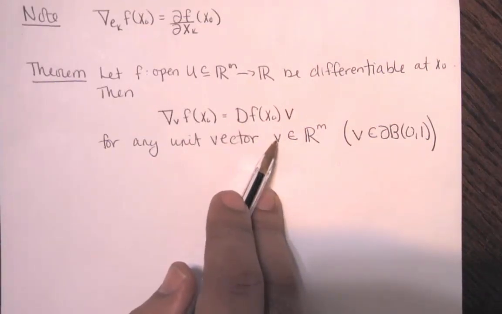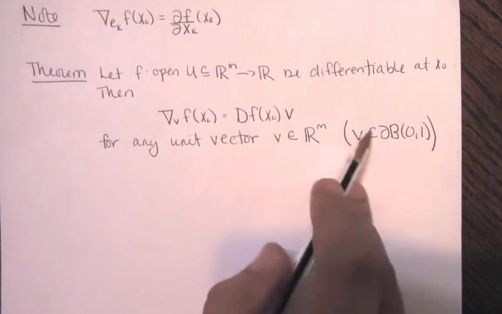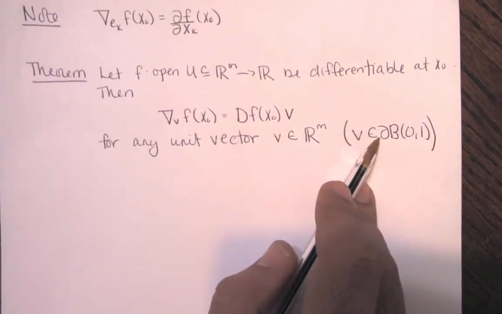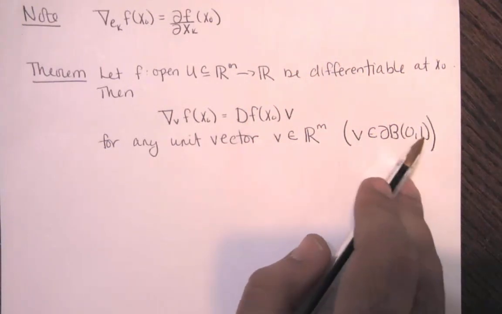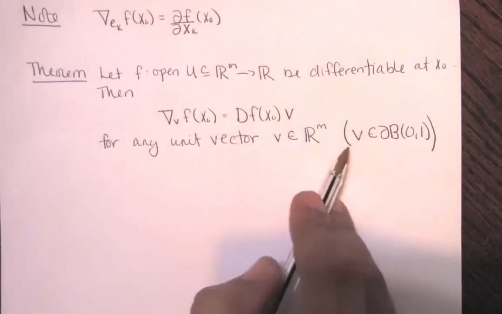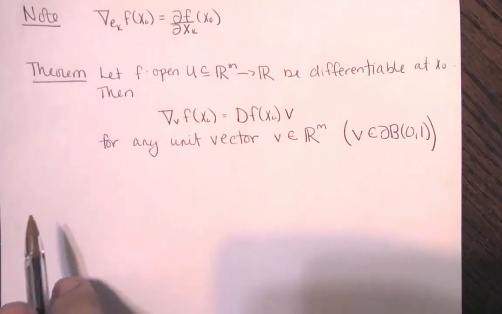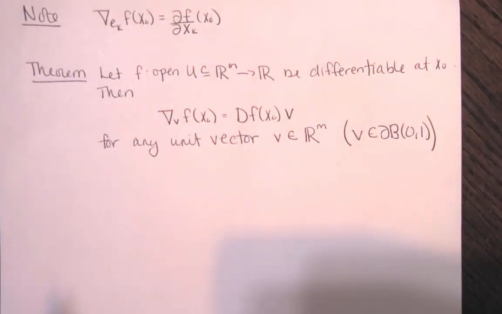So this is true for any unit vector v. By the way, just as a review of last lecture, a unit vector v is literally on the boundary of the open ball centered at 0 with radius 1. So that statement should make sense to you. So let's prove this.